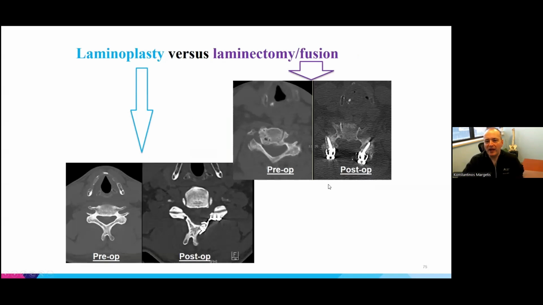Now, for the posterior approach, we have two options. One is to totally remove the lamina, as we have done in this case, and you see the lamina is missing. But because we remove the lamina, we create iatrogenic instability, so we need to put rods and screws inside to stabilize the spine. Another option is the laminoplasty, where we cut halfway through the bone to be able to bend it. Then we bend it up and put a plate here to keep it that way. That way we give much more space for the spinal cord, and because we preserve all the normal bones, there is no need for a fusion.